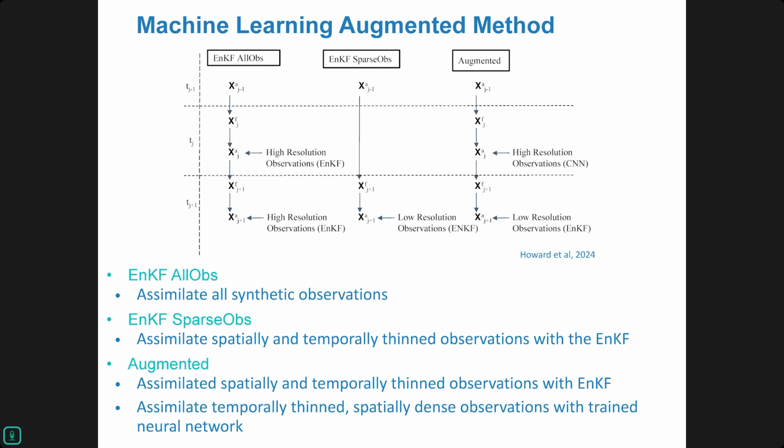So in the ensemble Kalman filter, one, we do all the observations. Another one, we only assimilate the low resolution. And another one, we do the high resolution observation assimilation with the machine learning, and the low resolution with ensemble Kalman filter.